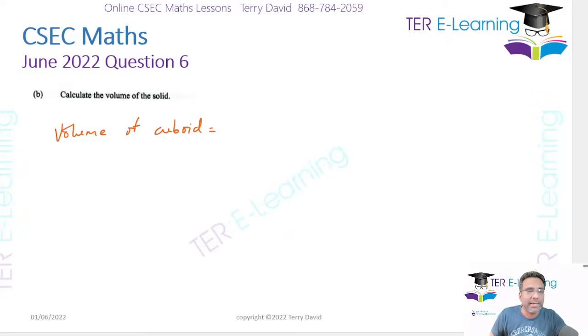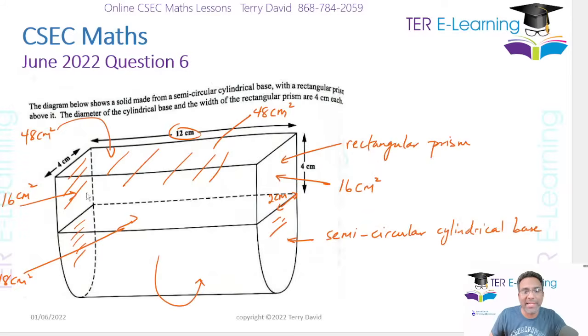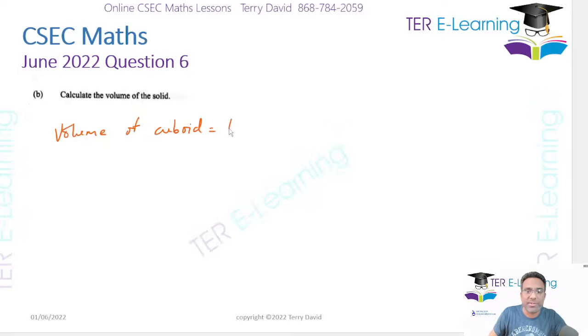That's going to simply be my base area, which is this here, 16 multiplied by 12. That's the volume of that cuboid. That's very easy to work out. 16 multiplied by 12 is going to give me 192. So that's the volume of my cuboid on top.